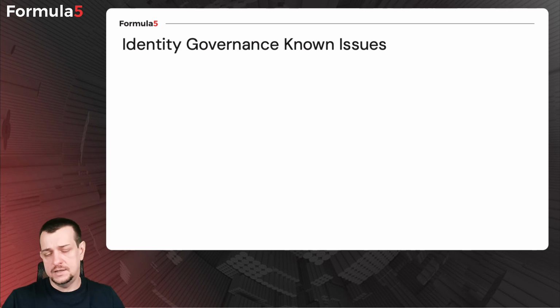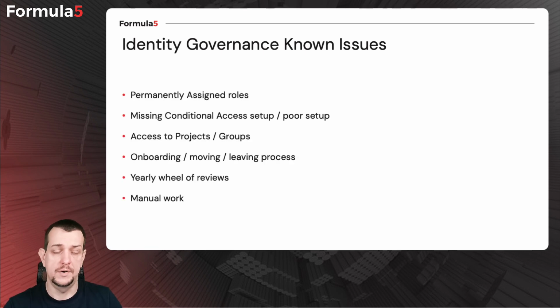We will start with the identity governance known issues because from our point of view, we noticed that many customers want to implement identity governance because they want to remedy the issues that they are having on a daily basis. Some of them are permanently assigned roles, missing conditional access or poor conditional access setup. Access to projects and groups is done on a permanent type of work. In other words, if somebody gets access to a Teams channel, group or whatever else, he will not have it removed.